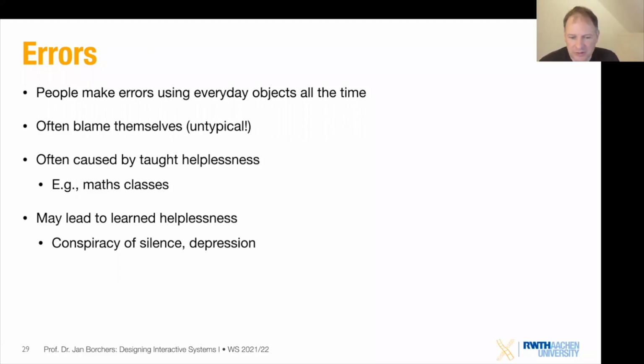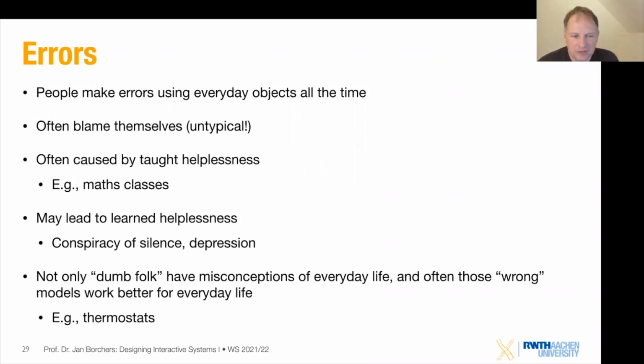But we should be clear. People make these mistakes and they don't understand how technology works. And this is not just dumb folks, right? Not only dumb folks have misconceptions of how everyday technology works. For example, let's take a thermostat. I think that's the example you'll find in some more detail in the book. A lot of people will think, if I want the room to heat up faster to a particular temperature, I need to crank the thermostat up all the way.